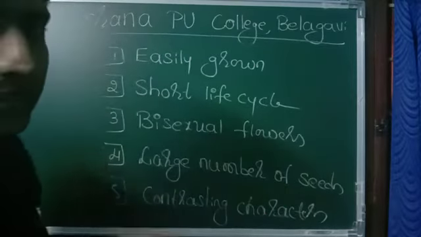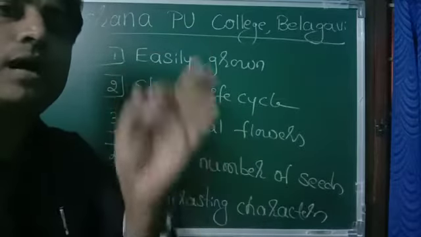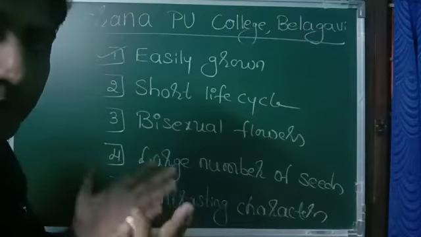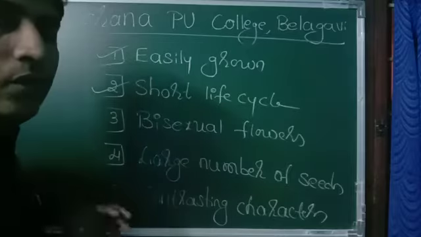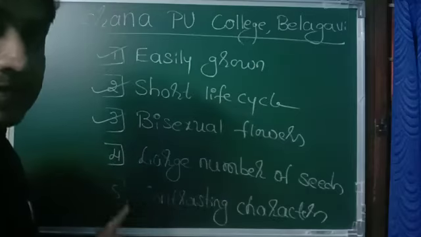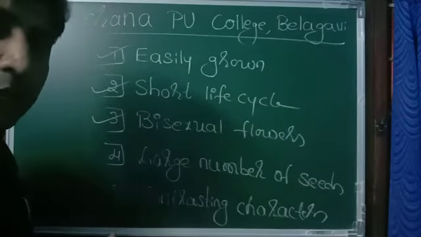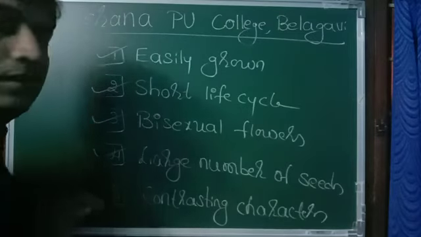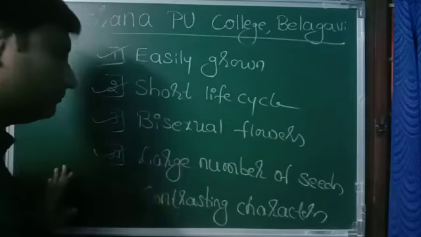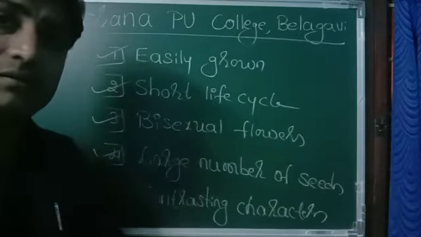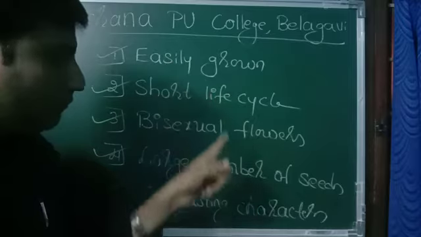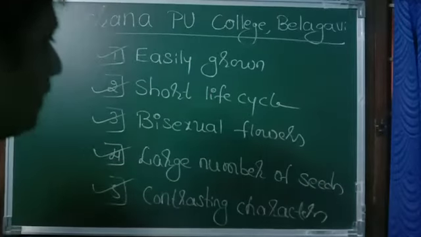So these were the reasons why he selected Pisum sativum or garden pea plant for his experiment. Point number 1, it can be easily grown in the pot or in the field. Point number 2, it has a very short life cycle. Point number 3, the flower is of bisexual nature, so it can be self-pollinated or cross-pollinated. It can produce a large number of seeds which can give us accurate results. And there are many contrasting characters that can be well utilized during hybrid experiments. So because of all these reasons, he selected the garden pea plant.